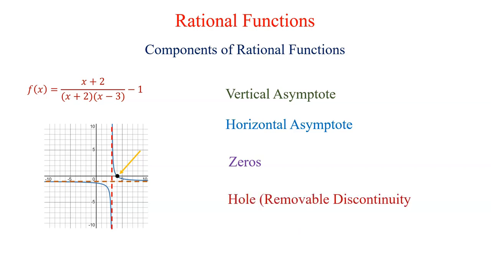And we have this other component, something called a hole or a removable discontinuity. What that is, it's a place on the graph. So in this case, our blue curve, it's a point that will be removed from our ultimate picture. You'll notice that it's an open circle at that particular point.